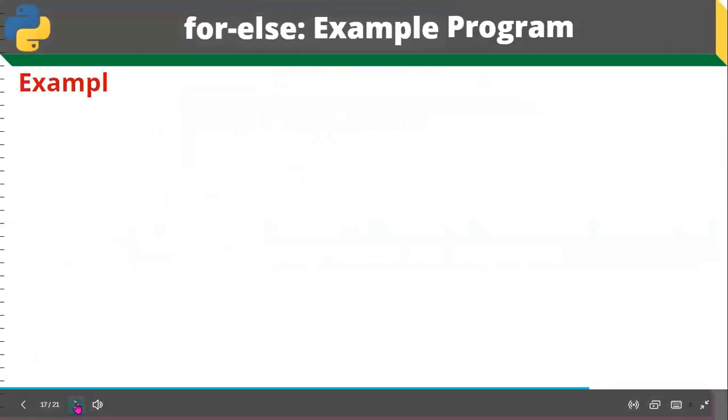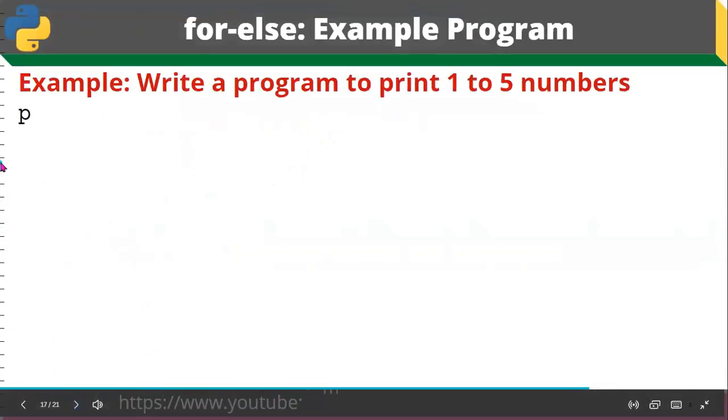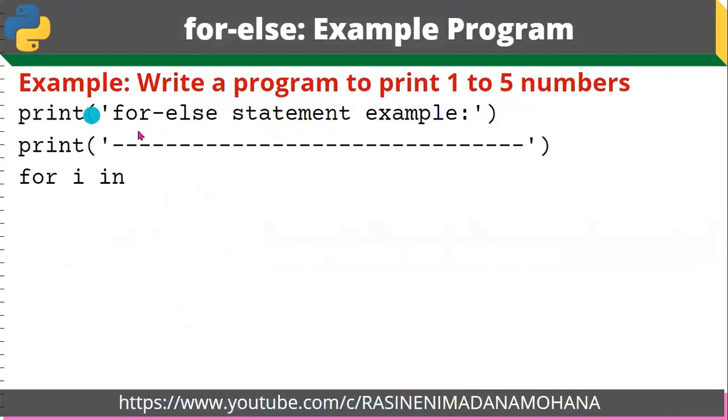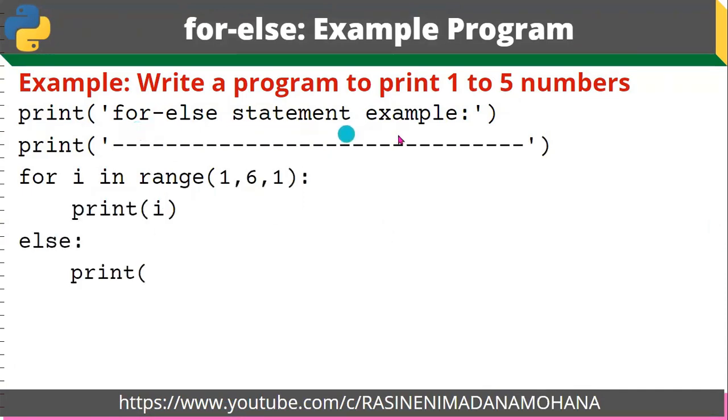Now let us see one simple example program. Write a program to print 1 to 5 numbers using for else statement. We are displaying the heading for else statement example. For I in range of, here the start value is 1, stop value is 6, then step value is 1. So here it displays the outcome of this range: 1, 2, 3, 4, 5. Up to 5 only. It won't display 6. Why? Because the stop value is 6, and by default it increments by 1. Here print of I displays 1 to 5.